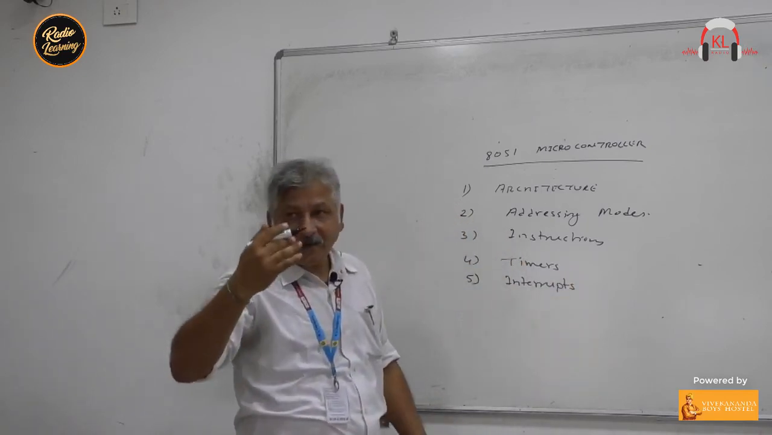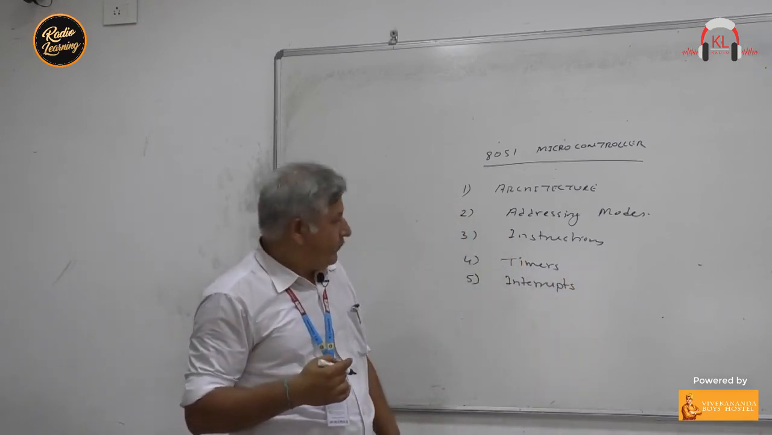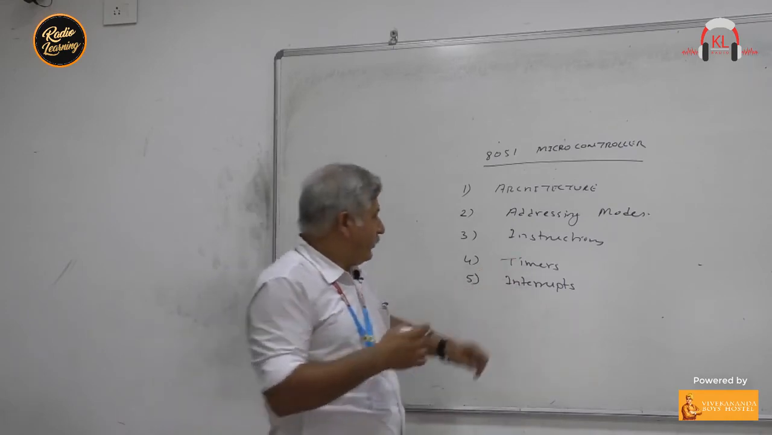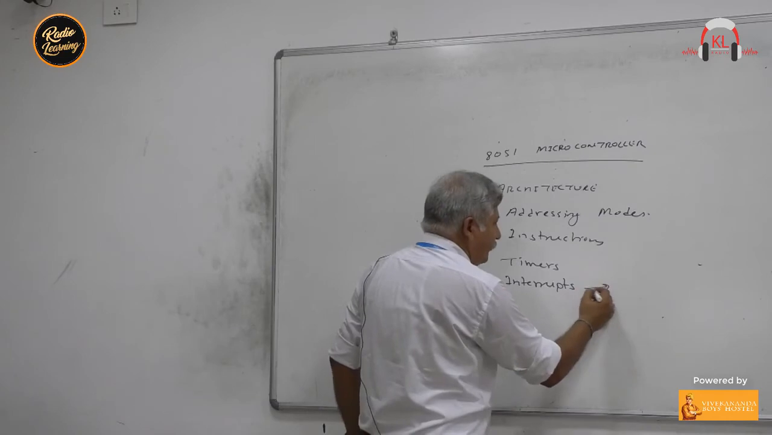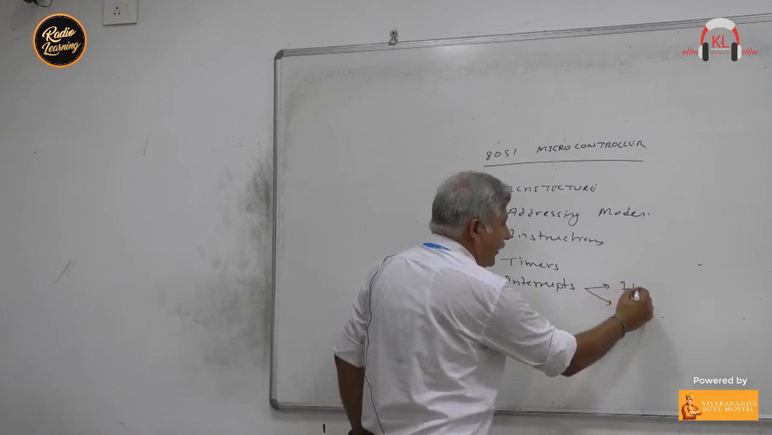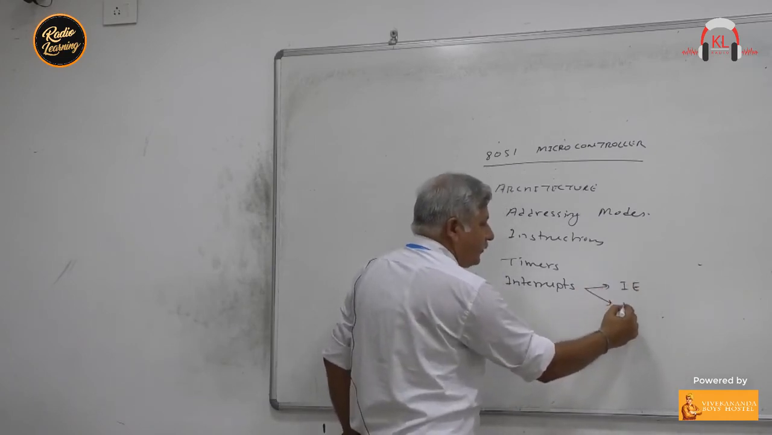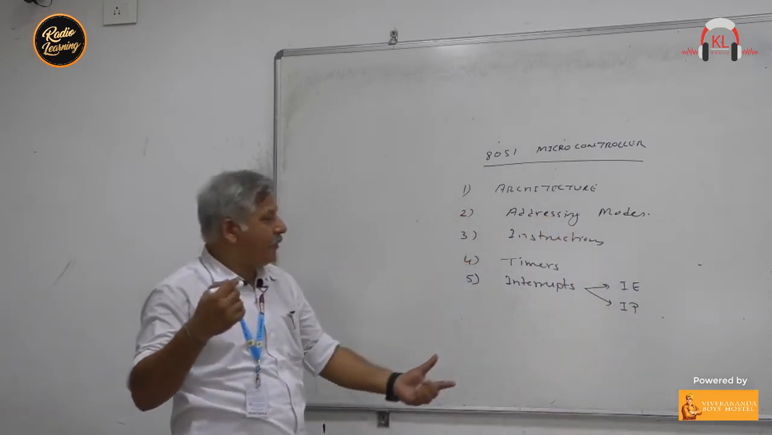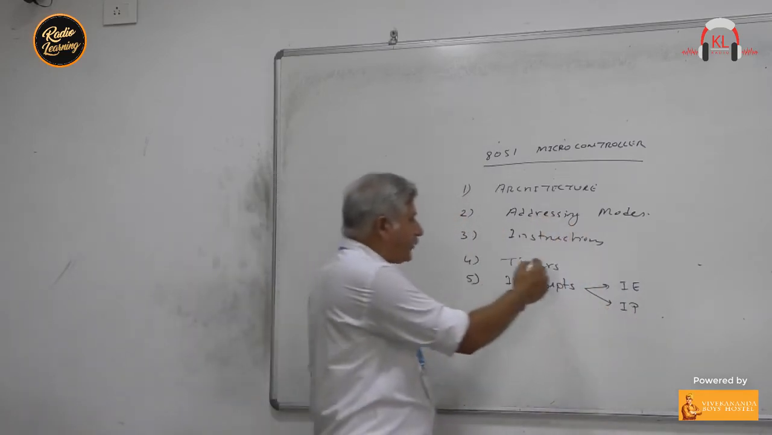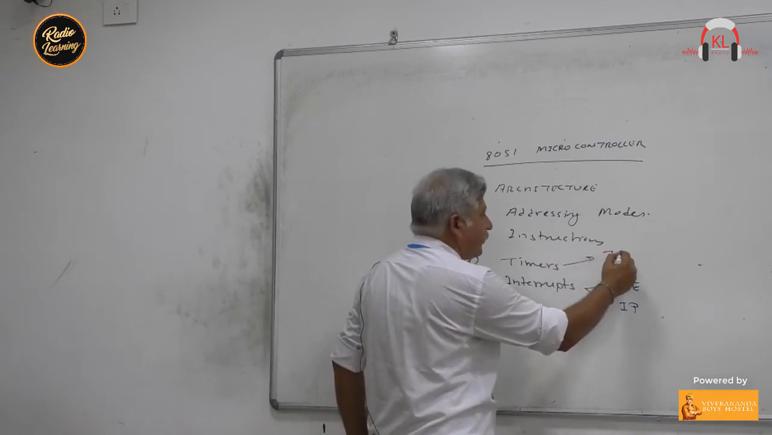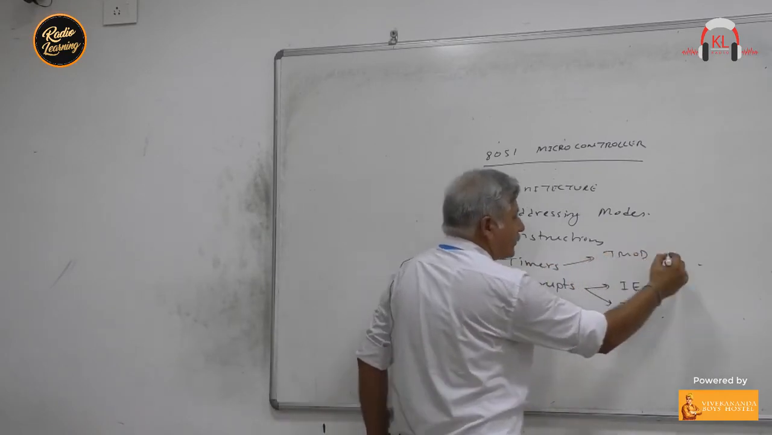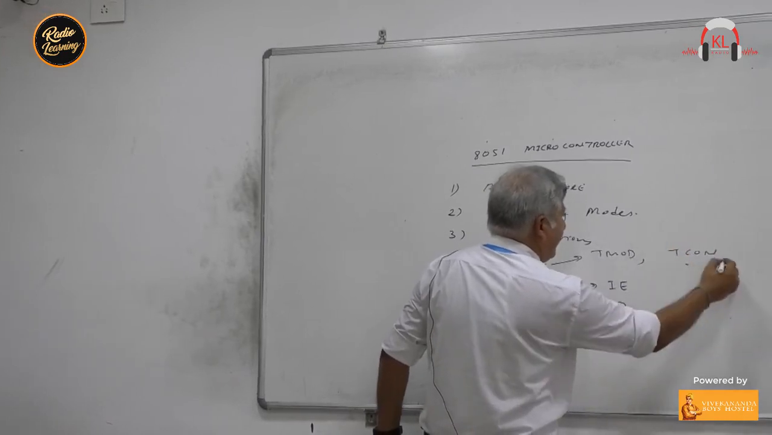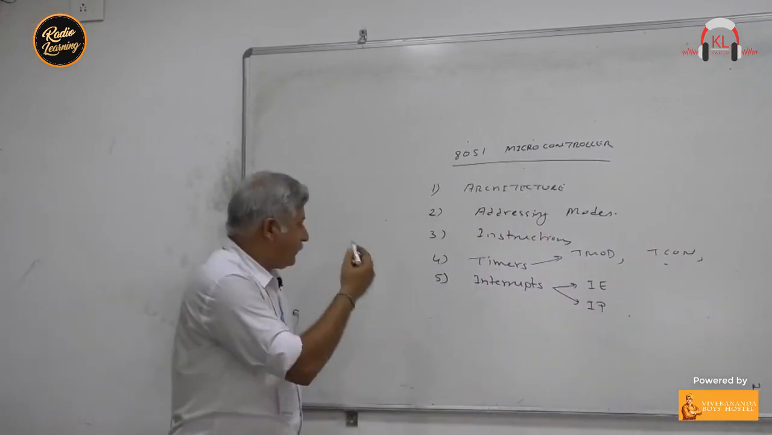What are the various vector locations of the interrupts? How to write a program with the help of interrupts, right? So in this, you have to study a register, i.e. the interrupt enable register and the IP register, where you can change the priority of the interrupts. For the timers, you have to study the TMOD register. You should study the TCON register, right? So these are the registers.